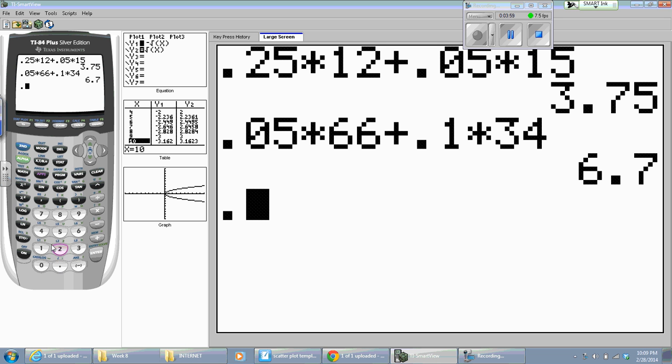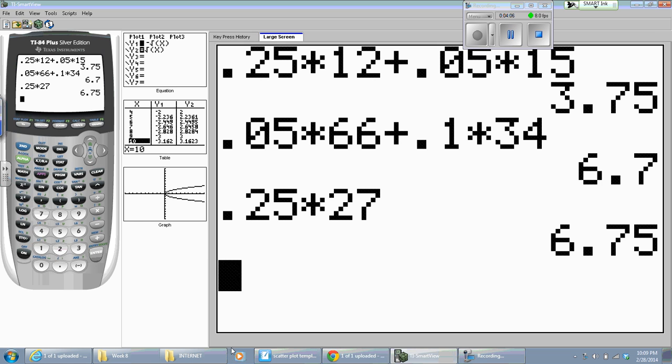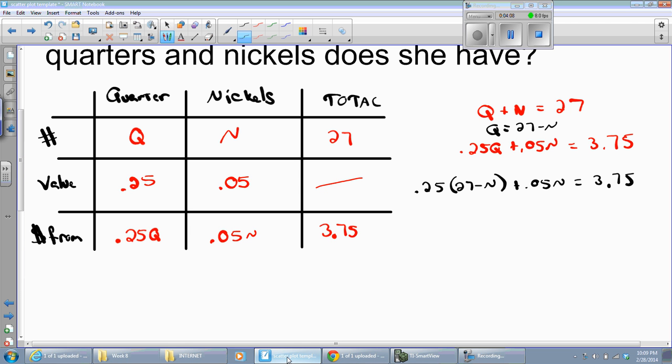What was it? 0.25 times 27. Yeah, there we go. If you're wondering how I did that, I knew 25% of 28 was 7, and so I just went 1/4 of the way down. So 6.75 minus 0.25N plus 0.05N equals 3.75. I'm going to get a negative 0.2N.